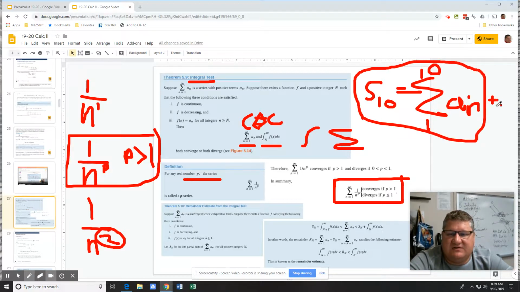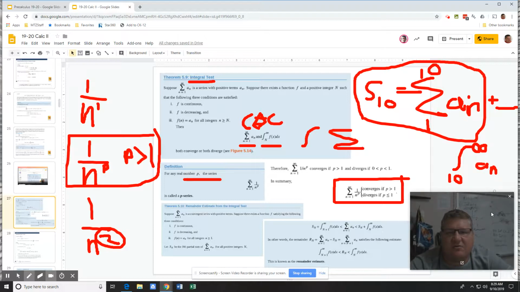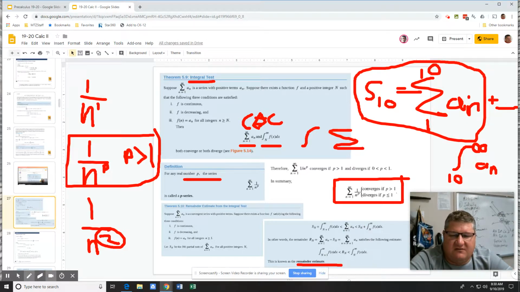But that's not the end of it. There's more stuff over here. So what would the remainder, the rest of it, be? Since we left off at 10, let's start at 10 and take the integral all the way to infinity of a sub n. If I find that integral, that's going to allow me to find a formula that gives me the remainder of this series. So you have the partial sum and the remainder, and that remainder is going to be a pretty good estimate of what's left.